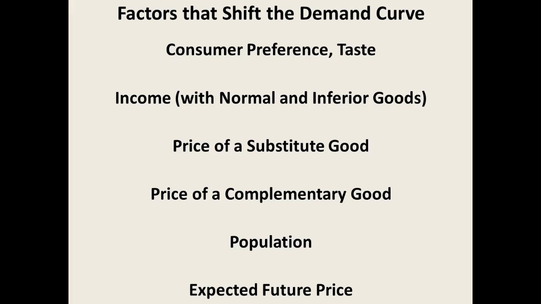Well, let's look at the factors that shift the demand curve. We begin with consumer preference or consumer taste. Consider that nowadays people like a product that is gluten-free, or they want chicken that is free-range chicken, or they want something organically grown. These are all preferences or different tastes people have.